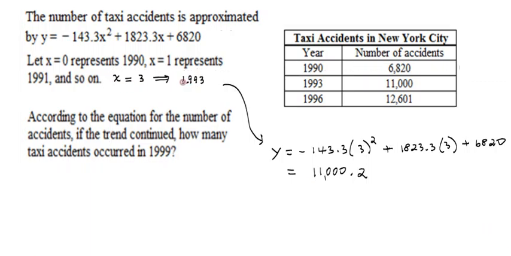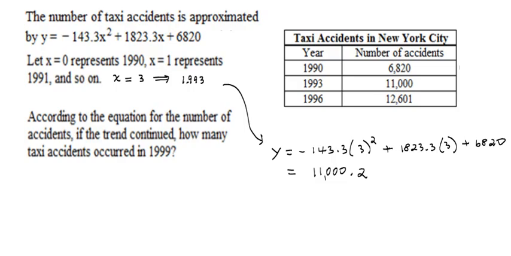to let x equal 3. And so we plug x equals 3 into the equation. Everywhere there's an x, we just replace it with a 3. We'll run those numbers through a calculator in a second. But for this one, when you run the numbers, you get 11,000.2, and they ask us here to round to the nearest integer, so it rounds to 11,000. But we're asked to use this equation and find the number of accidents that occurred in 1999.